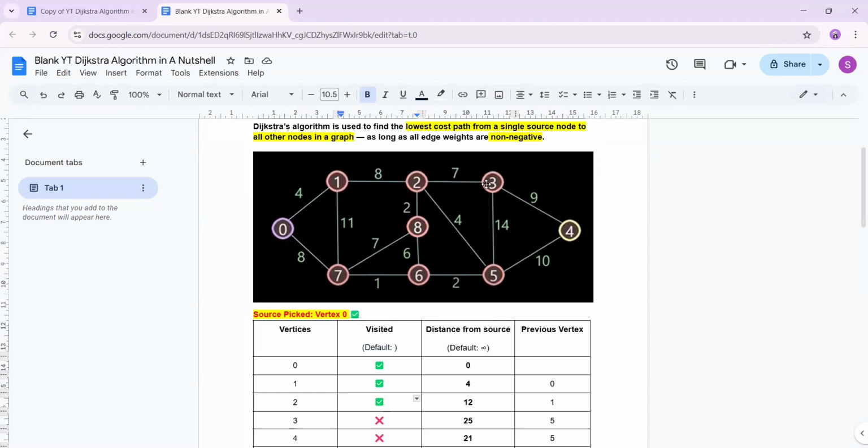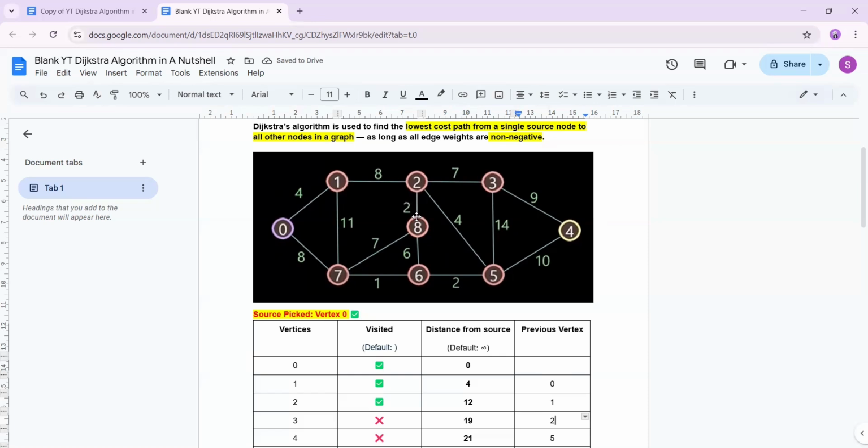So 2 to 3, we could have a distance of, you see, we have 12 already, right? So 2 to 3 will be 12 plus 7, which is 19, which is smaller than 25. So we will update it to 19. And then our previous vertex is 2.